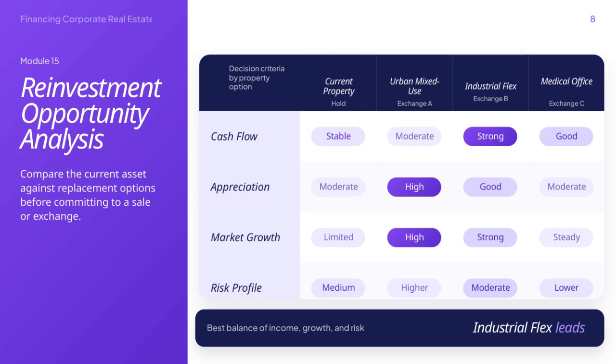After weighing these factors, Industrial Flex stands out as leading due to its balance of income, growth, and risk, making an attractive financing option for corporate real estate investments. This structured analysis helps ensure that any reinvestment decision aligns strategically with your investment goals.